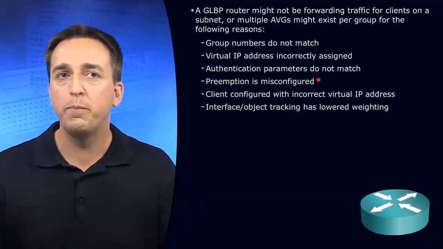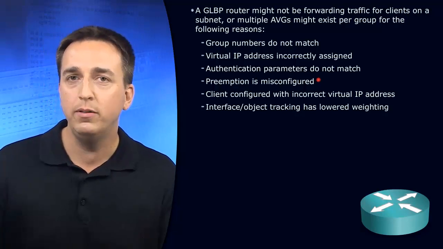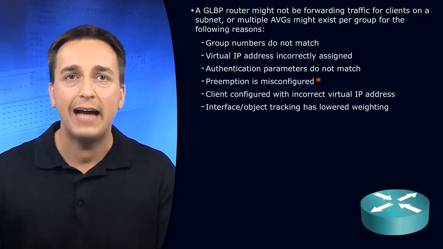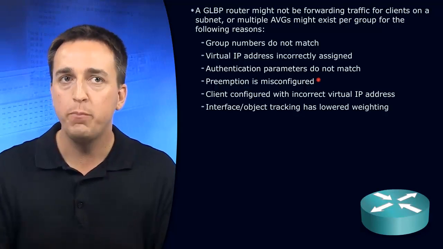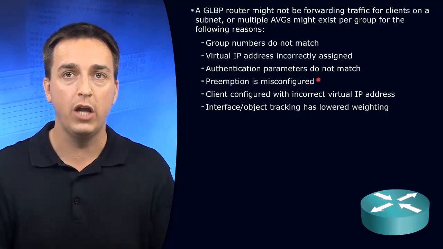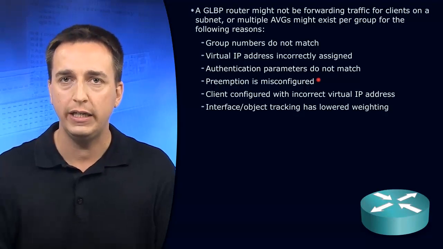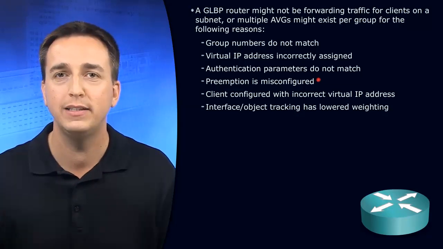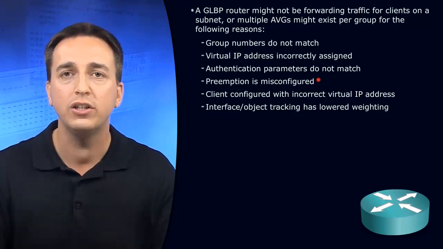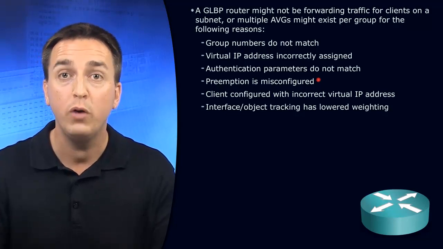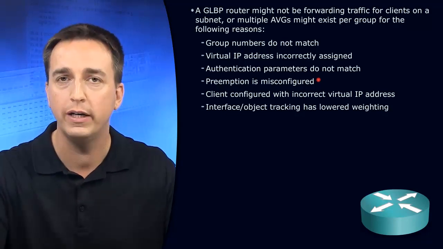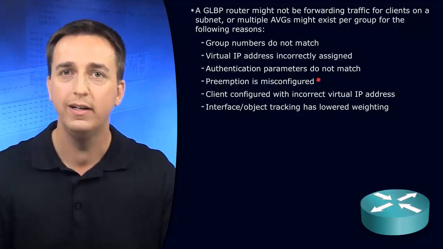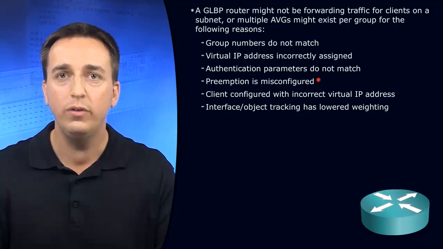Preemption. Now, preemption is enabled and disabled. What do I mean by that? Well, for the AVG, the Active Virtual Gateway, preemption is disabled by default. So if you want to control who the AVG is, you want to make sure it has the highest priority, and you want to make sure that preemption is enabled. It's just like HSRP and VRRP. If you want to control who the forwarder is, the active forwarder is, in both those cases, you give it a higher priority and you enable preemption.